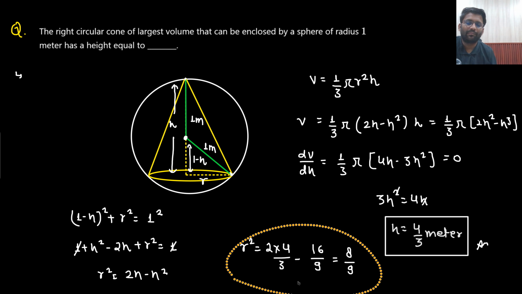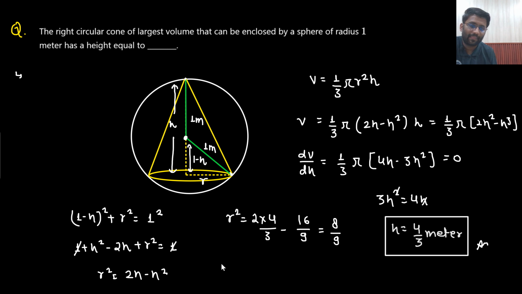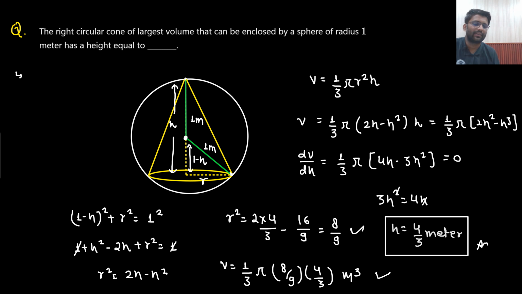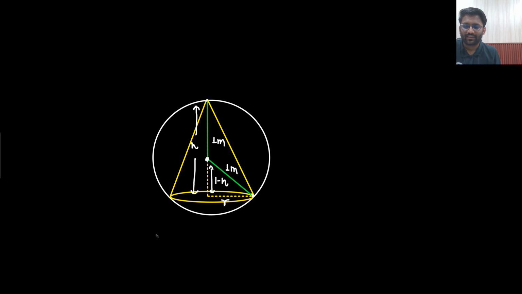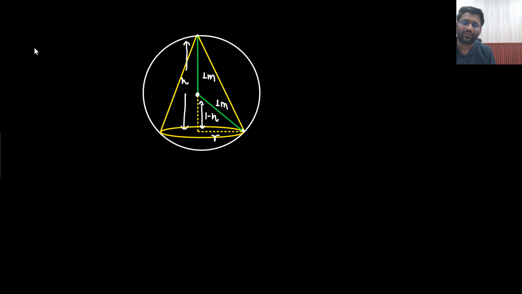So what will be the maximum volume? 1 by 3 into pi into r square, which is 8 by 9, into h, which is 4 by 3. So you can find out the volume here, in meter cube. Although they did not ask it, we can find out anything. Height only they asked. And let's try to solve it by the theta method. Method 2.